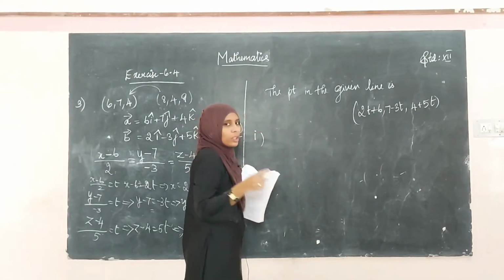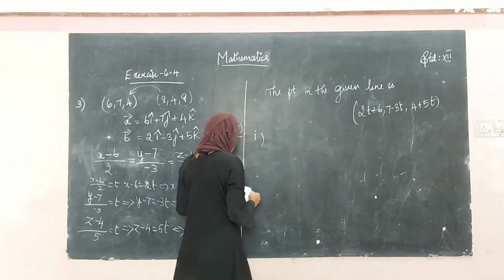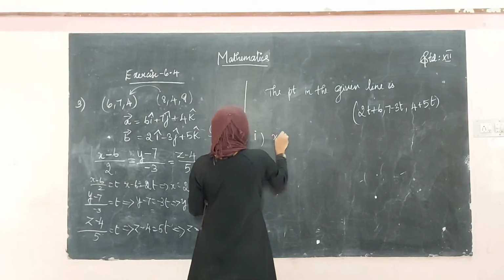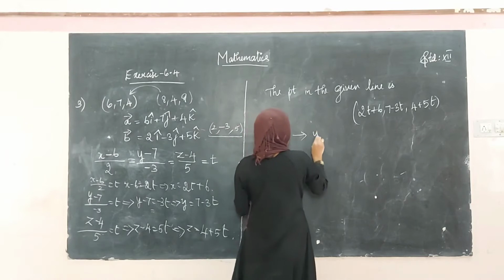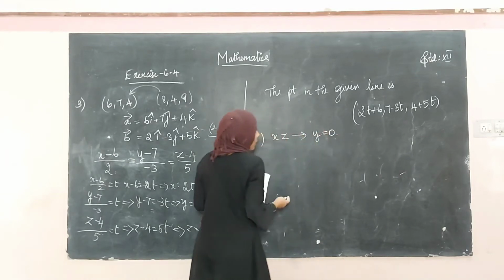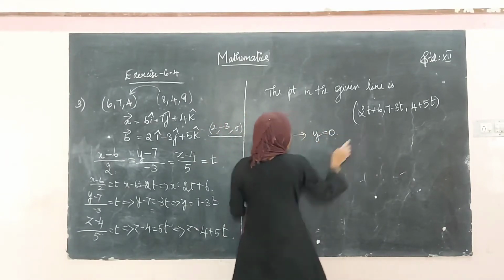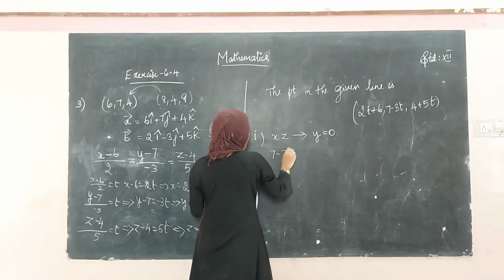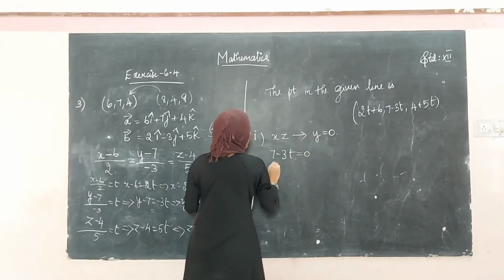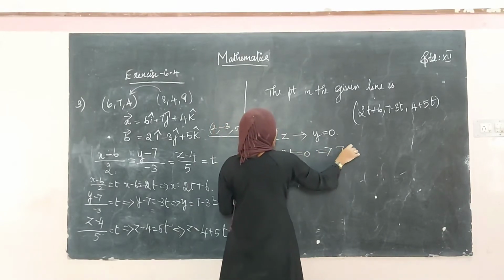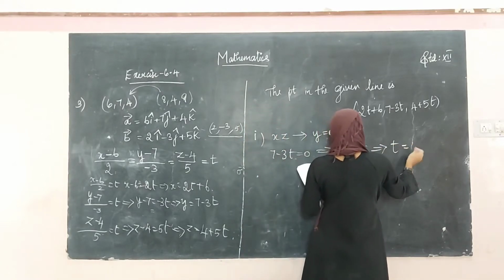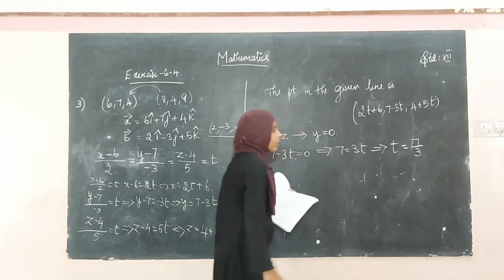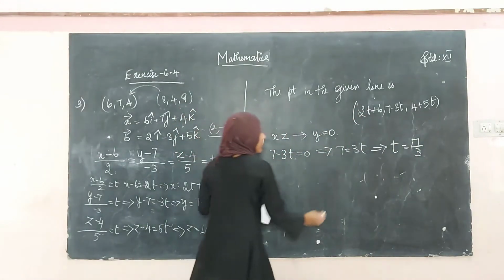Okay, now come to the first one. If it is passing through the xz plane, it is not passing through the y plane, therefore y will be equal to 0, right? See here, if y is equal to 0 then 7 minus 3t will be equal to 0. So from this 7 equal to 3t. So what's the value of t? t is equal to 7 divided by 3.